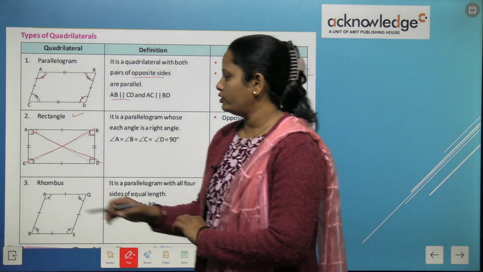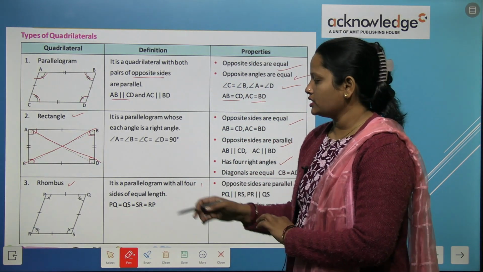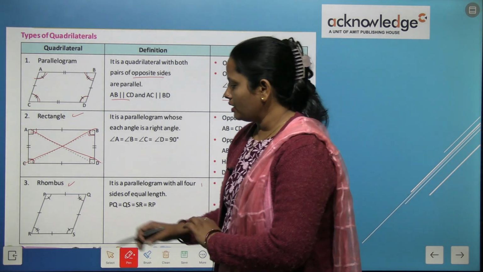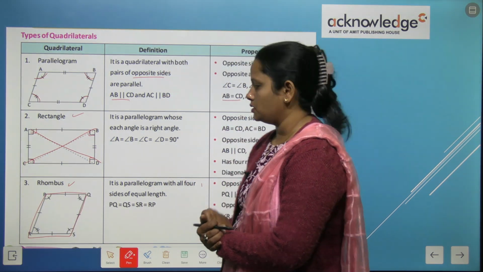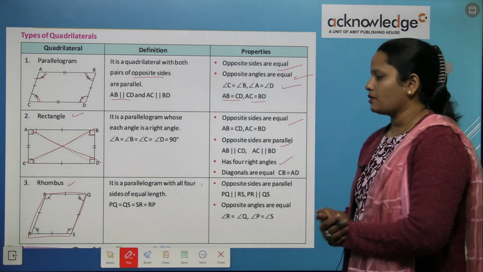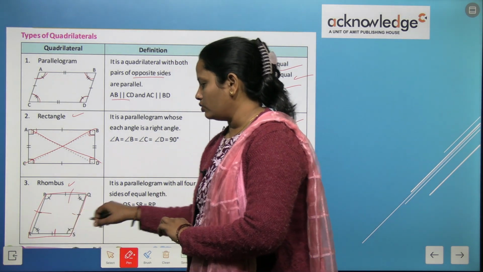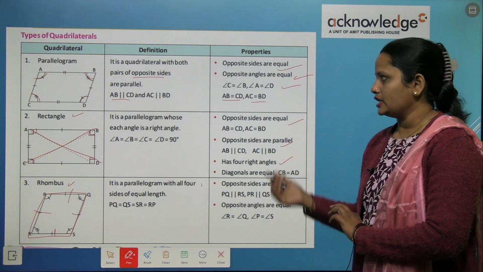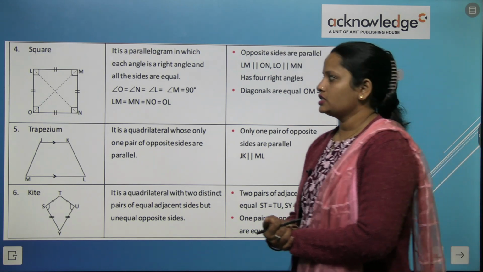Next figure is of rhombus. Next quadrilateral is rhombus. So here you can see it is a parallelogram with all four sides of equal length. ये एक parallelogram है जिसके जितने भी sides हैं वो सारे equal होते हैं. For example 4 centimeter है, सारे sides 4 centimeter के हैं. Opposite sides are parallel. इनके जो opposite sides होते हैं वो एक दूसरे के parallel होते हैं. Opposite angles are equal. और जो opposite angle होते हैं इसमें भी equal होते हैं.